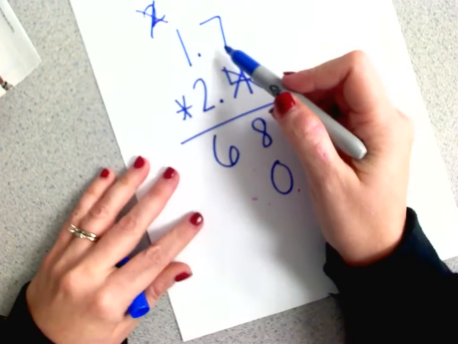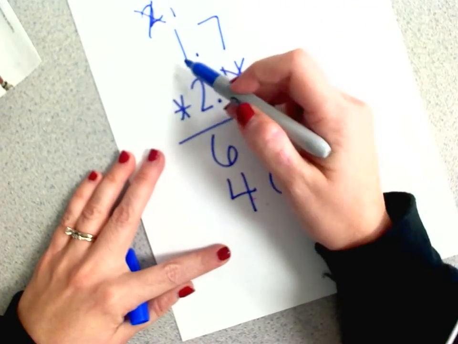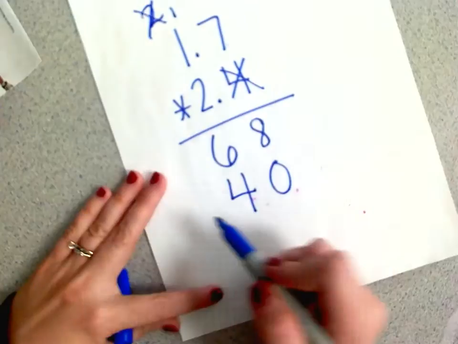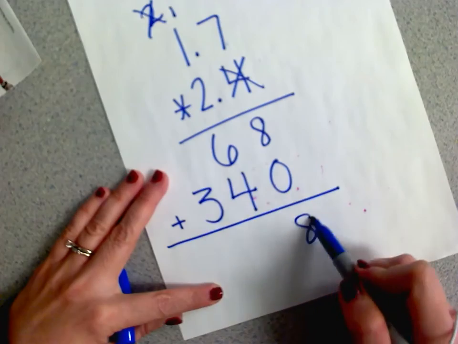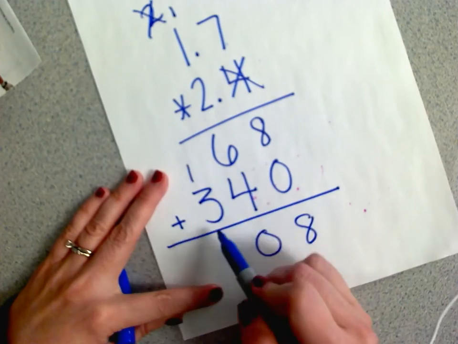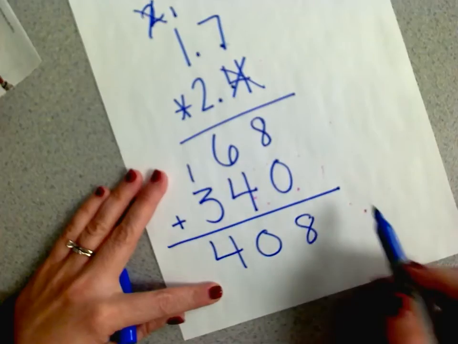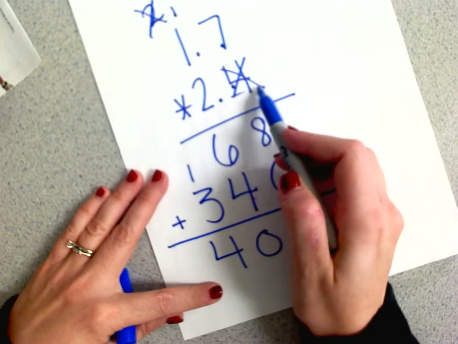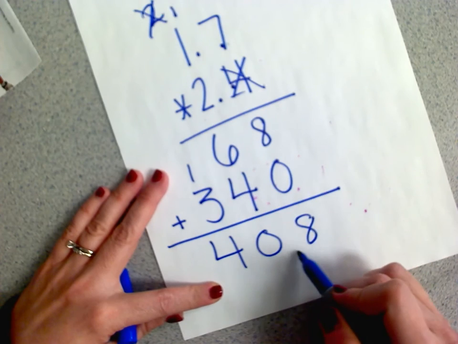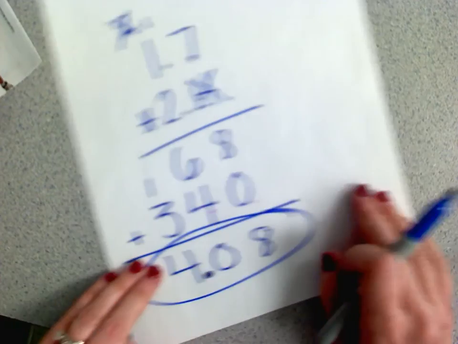Let's focus on the 2. 7 times 2 is 14. Put the 4 down. Carry the 1. 1 times 2 is 2, plus 1 is 3. Add. 8 plus 0 is 8. 6 plus 4 is 10. 3 plus 1 is 4. We have 1, 2 digits after the decimal points. Here's a decimal point, here's a decimal point, 1, 2. So let's hop in, 1, 2. That's where we put our decimal point.